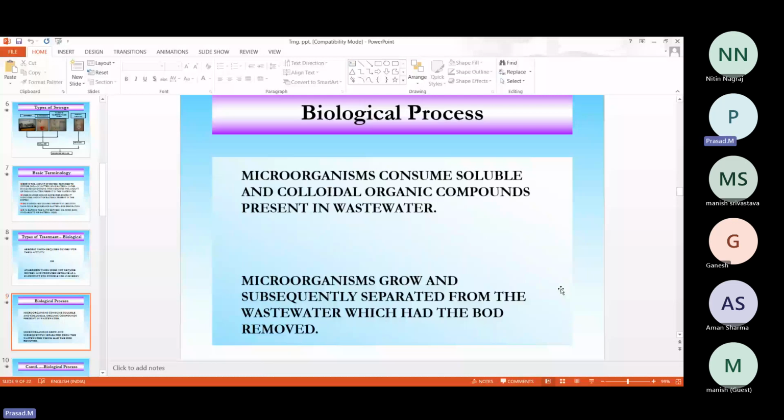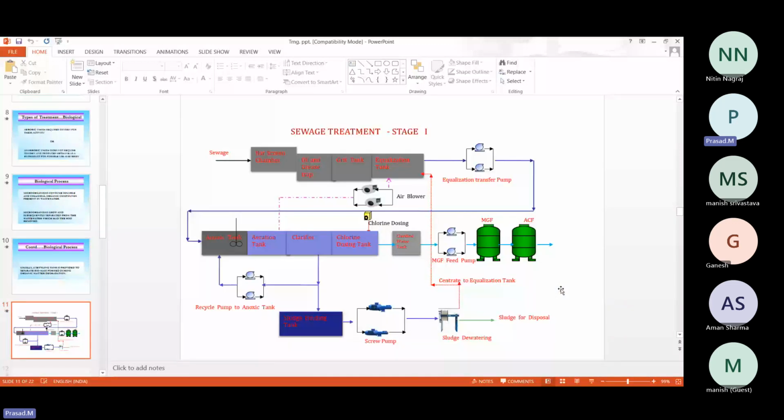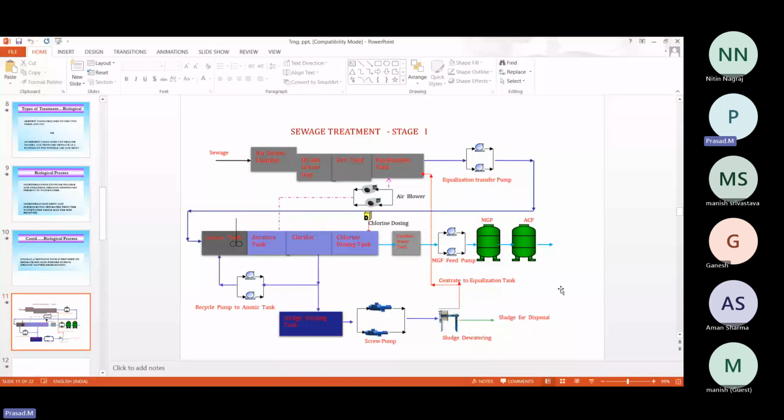So, in STP, I will show the definition to you. Usually a settling tank is provided to separate the biomass formed during organic matter degradation. So, the settling tank, what happened now? I will explain. Now, this is the process flow diagram, and now I will explain one by one what is happening in the sewage treatment plant and how we are treating this sewage. So any wastewater, Prasad, can you make it full screen?